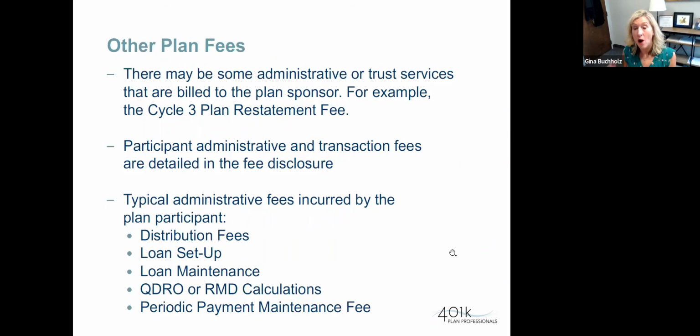And then, of course, there are some additional fees that you may see from time to time. A perfect example of this was that Cycle 3 plan restatement. I hope I'm not talking Greek when I say that term. Hopefully, many of you have seen that in your email. Every 7 years, you have to restate your plan document. This is a huge undertaking for record keepers who write the plan document, because what they have to do is update that plan document for all the legislative changes that happened since the last restatement 6 or 7 years ago.